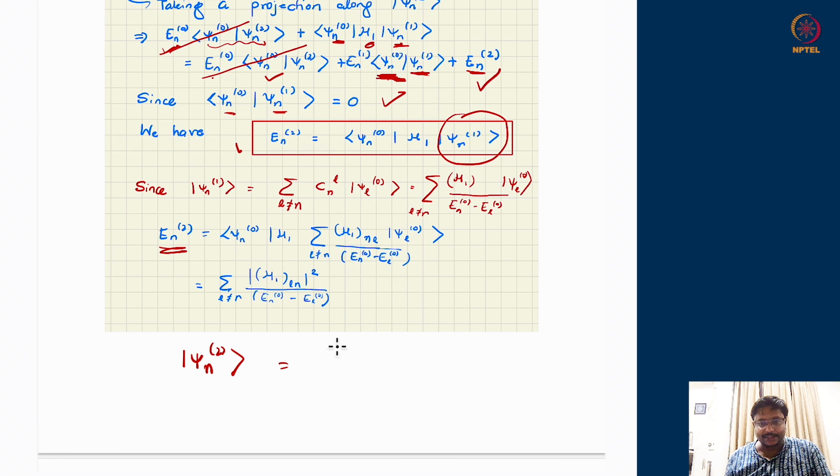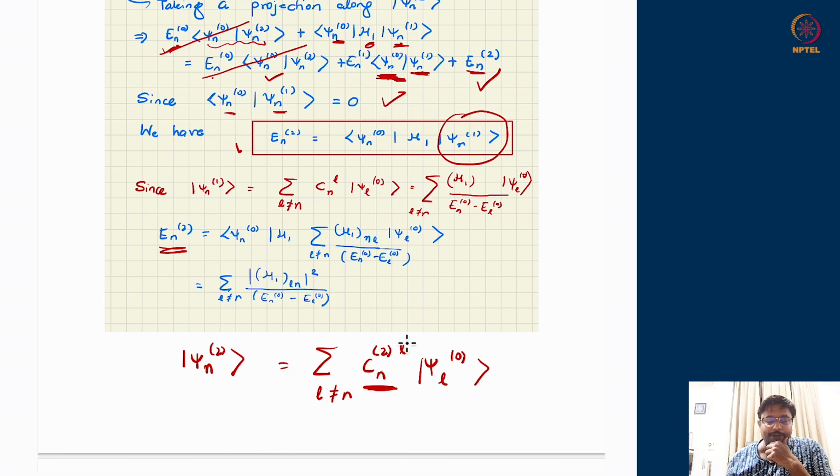Psi n2 should be some superposition of L not equal to n, Cn2L, let us say 2 means second order effect, and psi L0. The same game what we played for the first order theory. In this case also, how to obtain Cn2L will be in the same spirit as what we computed for the first order correction. In the same way you have to do that. So from here we can find out, I'm not going to show the expression because for our discussions of future sessions, this information is not really required.